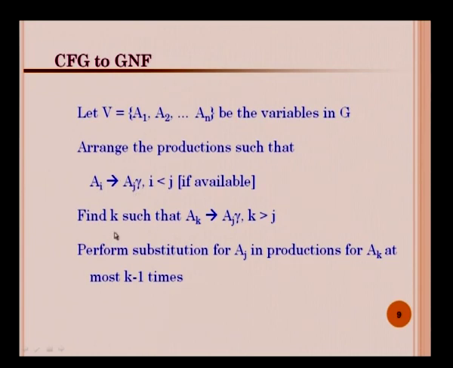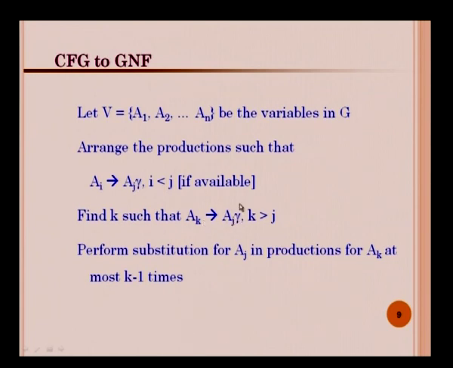That is, we are going to find some k such that Ak derives Aj gamma, where the condition is k is greater than j. That means this time we have a variable whose index, or whose order, is greater than the order of the variable which is available in the first position of the right hand side. So Ak derives Aj gamma.